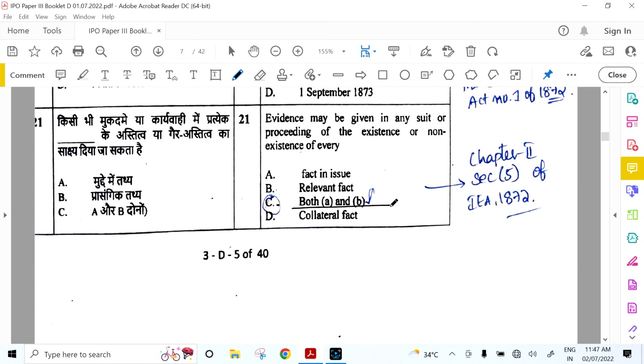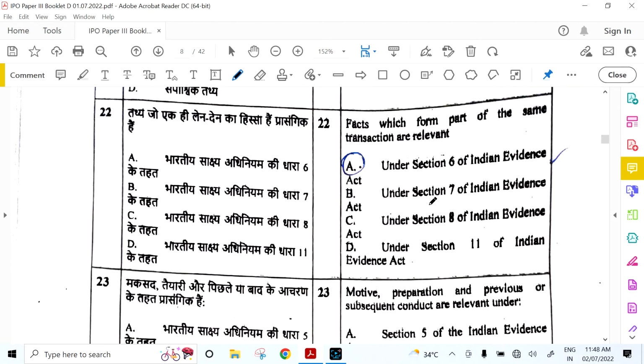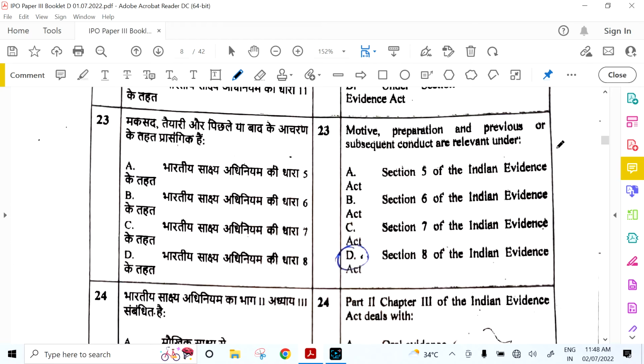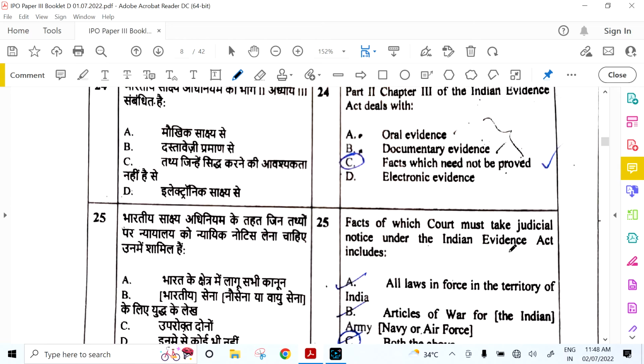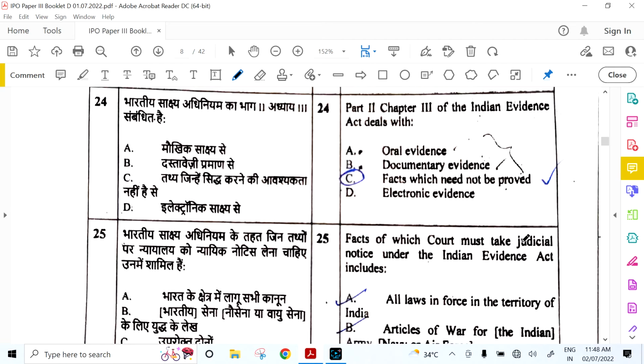You will find fact in issue and fact relevancy in Chapter 2 of the Indian Evidence Act, 1872. Facts which form a part of the same transaction are relevant under Section 6 of the Indian Evidence Act. Preparation and previous or subsequent conduct are relevant under Section 8 of the Indian Evidence Act. D is correct. 24. Part 2, Chapter 3 of the Indian Evidence Act deals with facts which need not be proved.